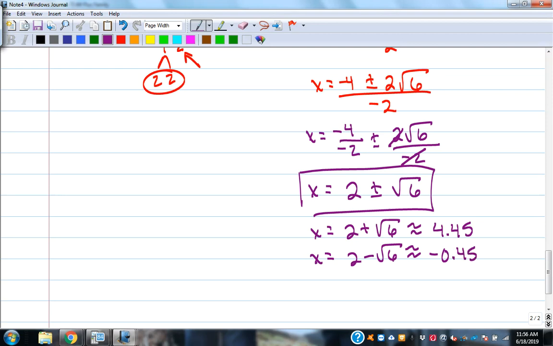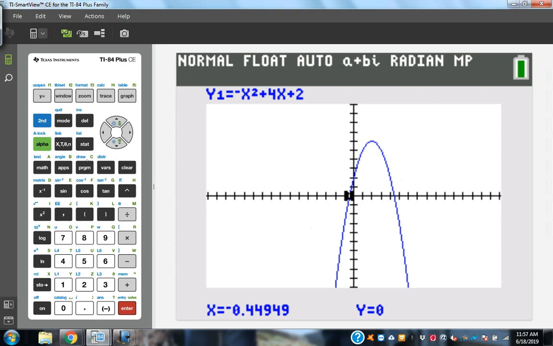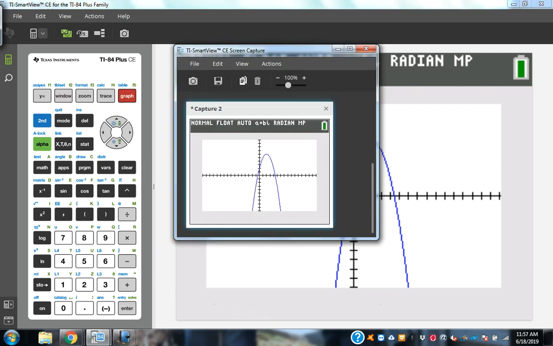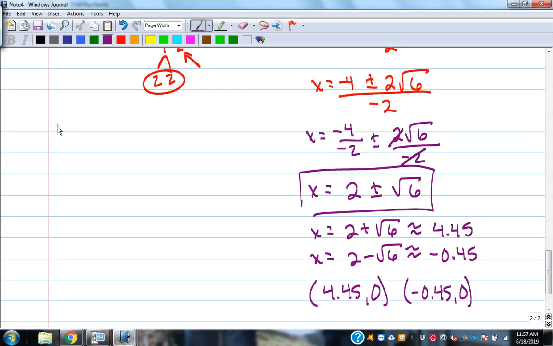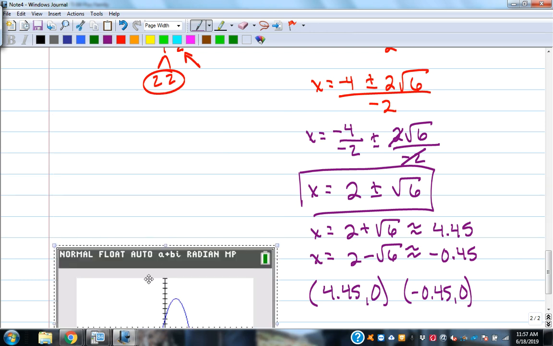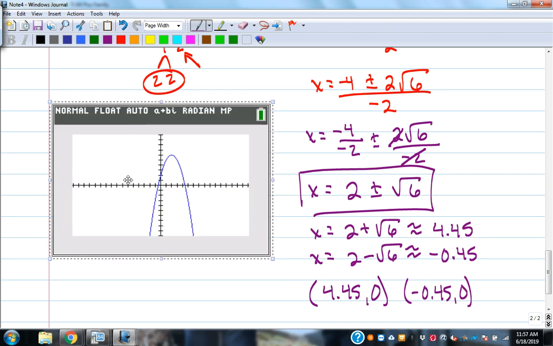Where it's crossing the x-axis. So our x-intercepts, the ordered pairs, would be (4.45, 0) and (-0.45, 0). Those are the decimal approximations, since we're looking for where it's crossing the x-axis. And again, the graph is what we're after here. That graph is the main event. What we're finding with these little formulas is just confirming what's happening in this picture. That's all we're doing, confirming that this picture matches up with the problem.